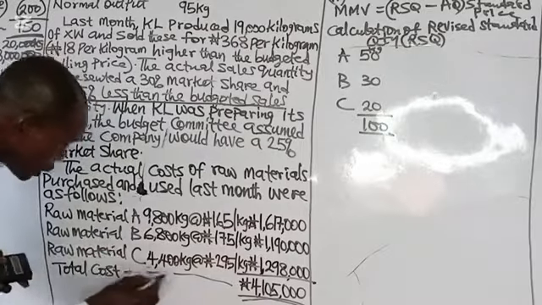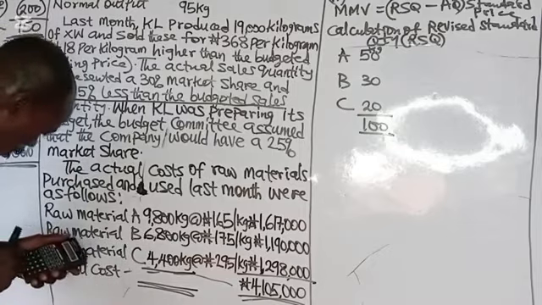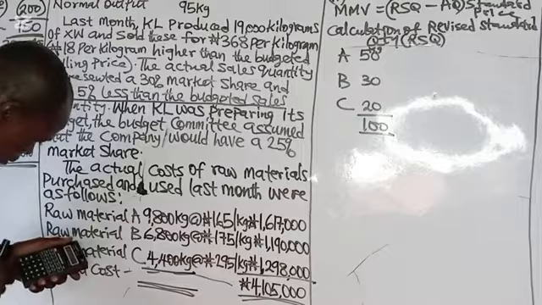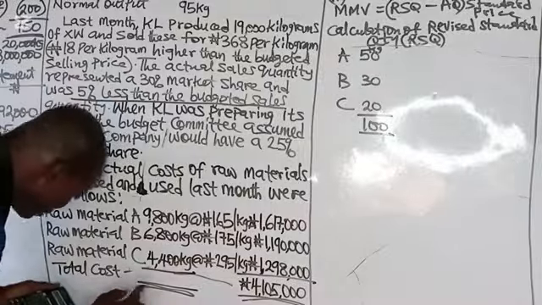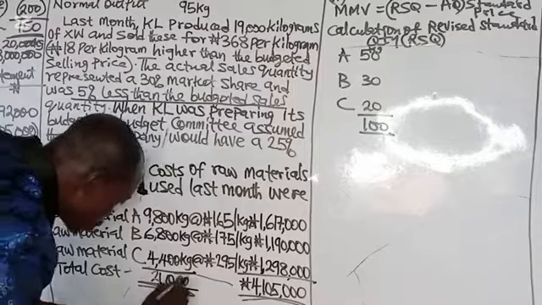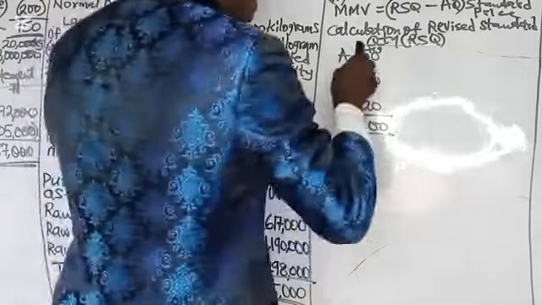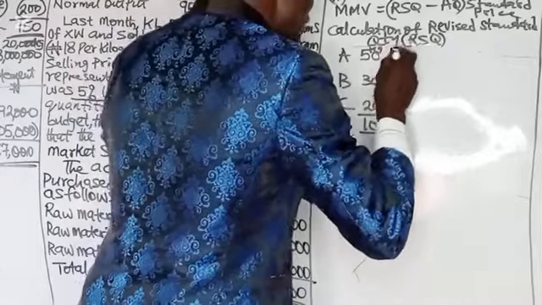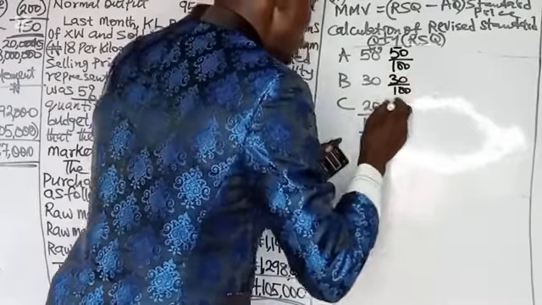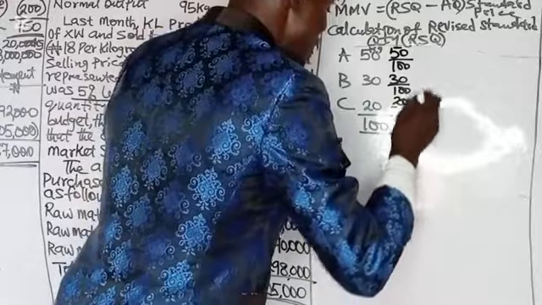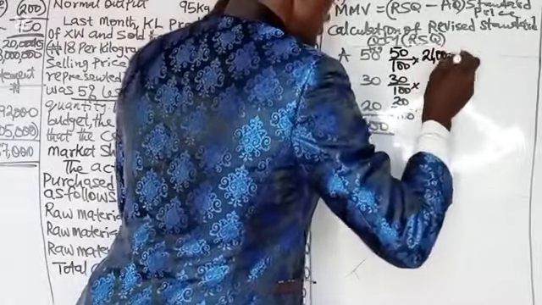Then you sum up the actual quantity. If you want to calculate the revised standard quantity, first of all, add the actual quantity. We have 9,800 plus 6,800 plus 4,400. Therefore, actual quantity totals 21,000 kg. That is the total of all the actual quantities. It is that total that will now be apportioned using this proportion. So this will be 50 over 100, this will be 30 over 100, while this will be 20 over 100 times total of the actual quantity, which is 21,000 kg.